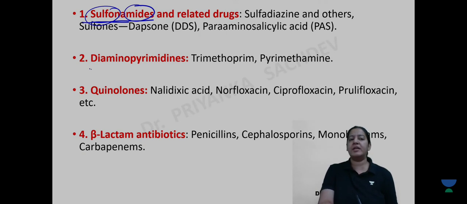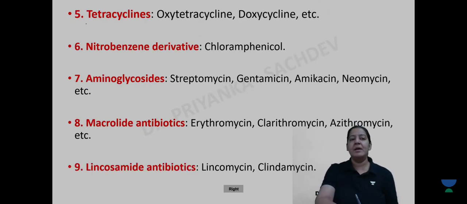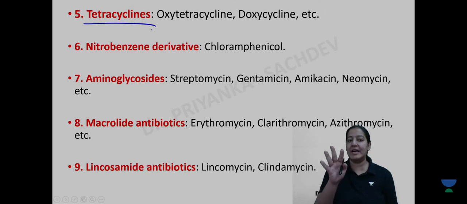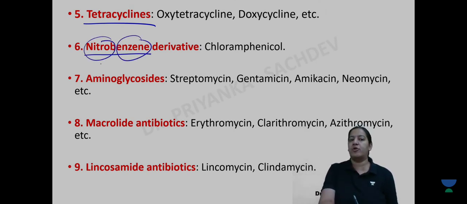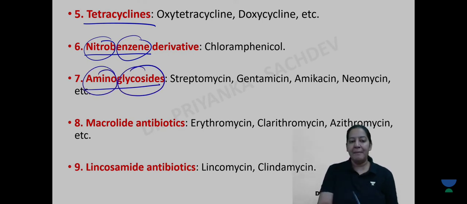There are some antibiotics which have a diaminopyrimidine group in them. There are some which have quinolones. There are some which have a beta-lactam ring in them. There are some in which there are four rings, that's why known as tetracycline. The nitrobenzene, the benzene with a nitro group. Aminoglycoside is the amino which is glycosided with a sugar. Macrolide is a big ring.